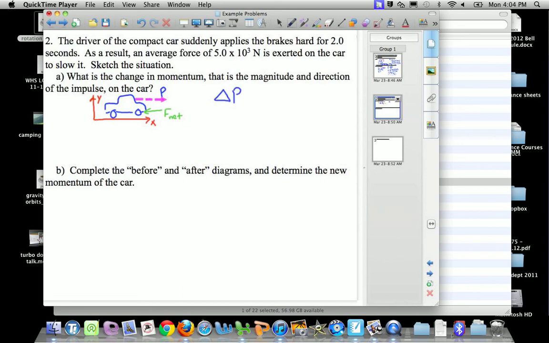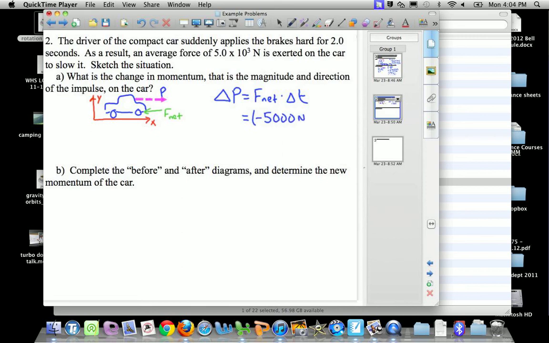So we have a negative force and a positive momentum. That's why it's important to draw these vector diagrams to see what's happening and to see whether it's positive or negative. So to find the change of momentum, the formula for impulse or change of momentum is delta P equals net force times delta T.